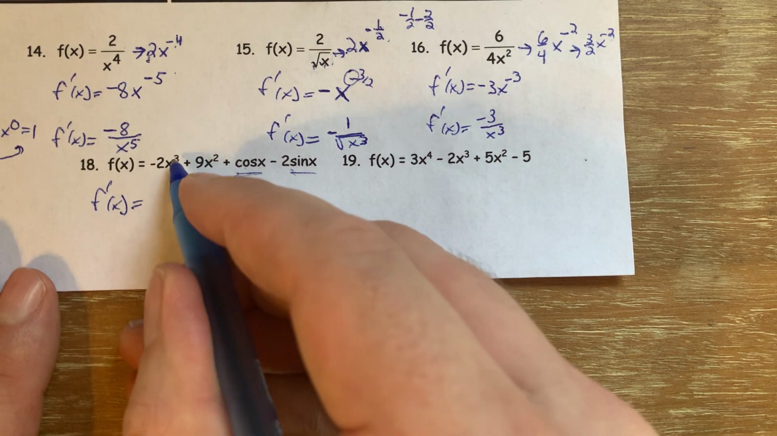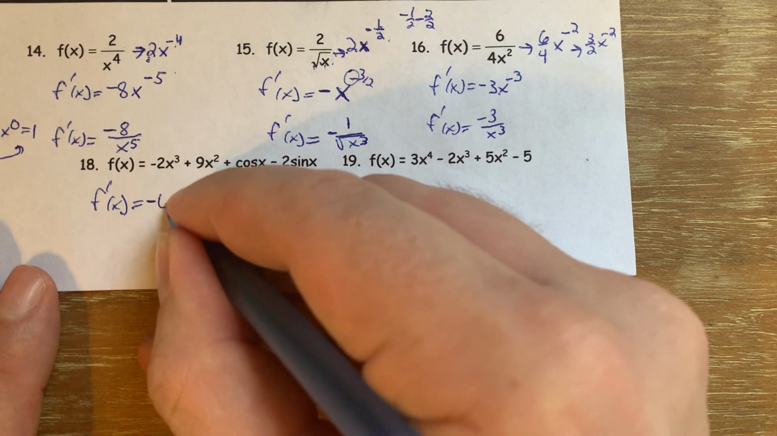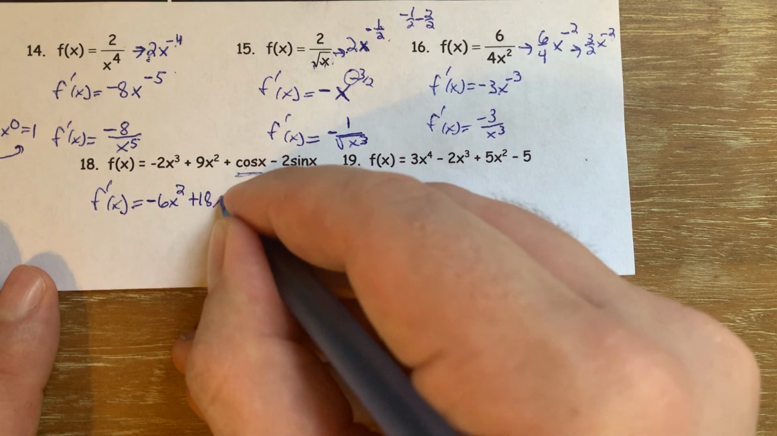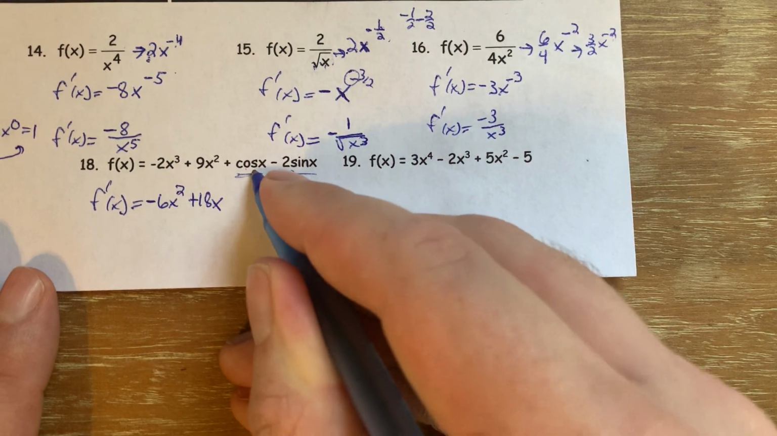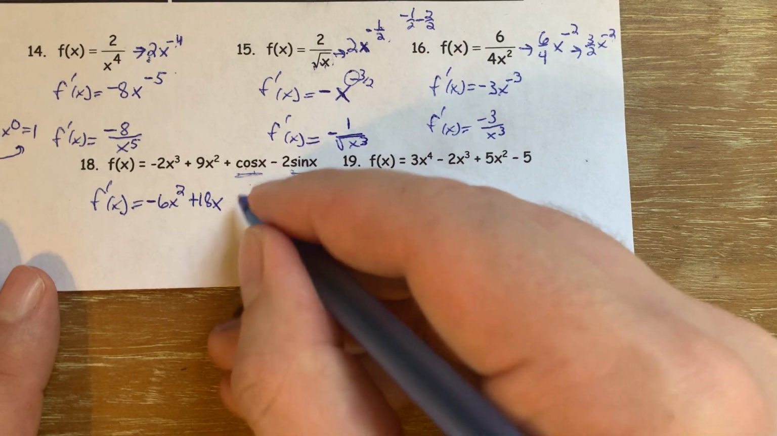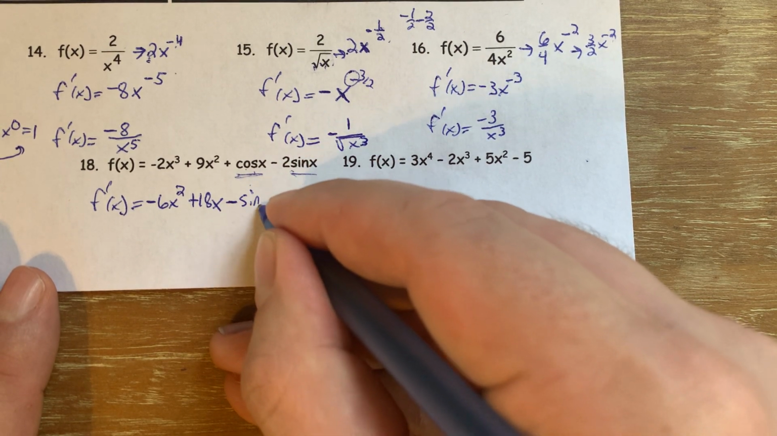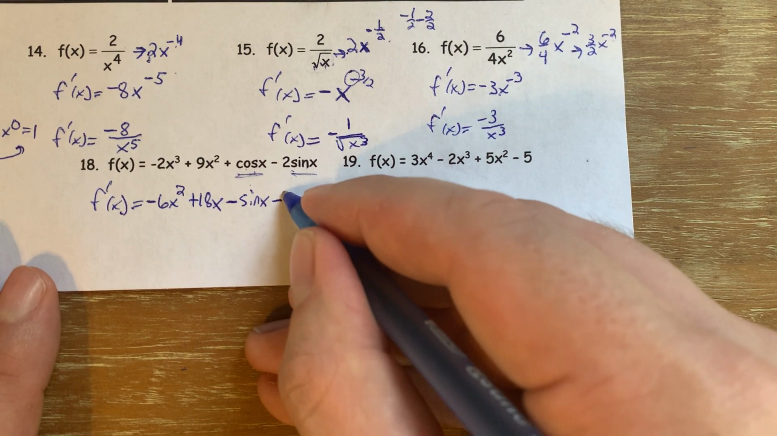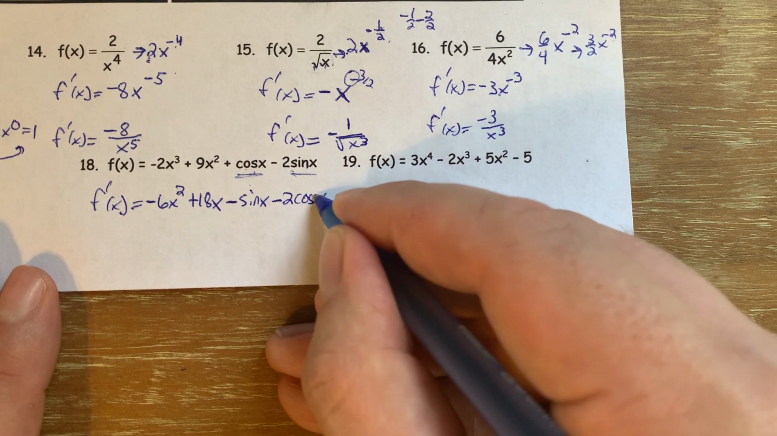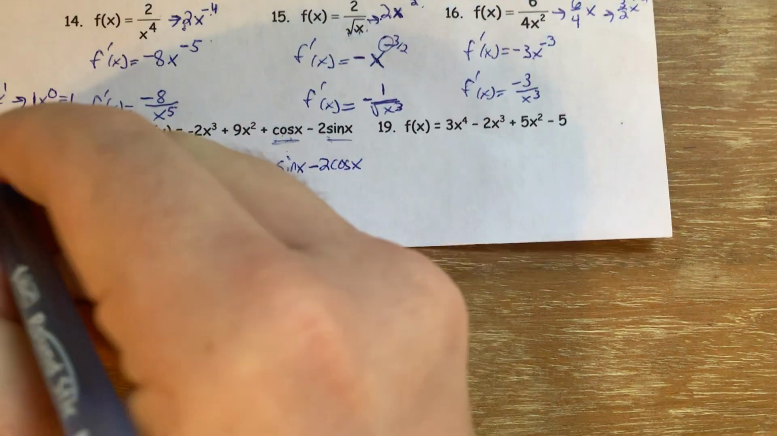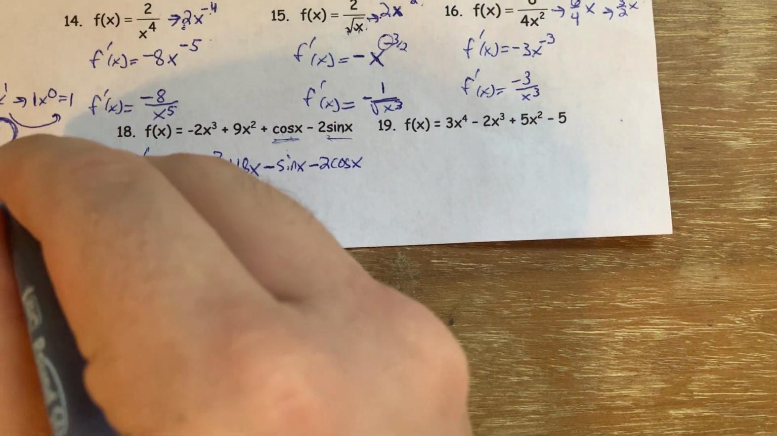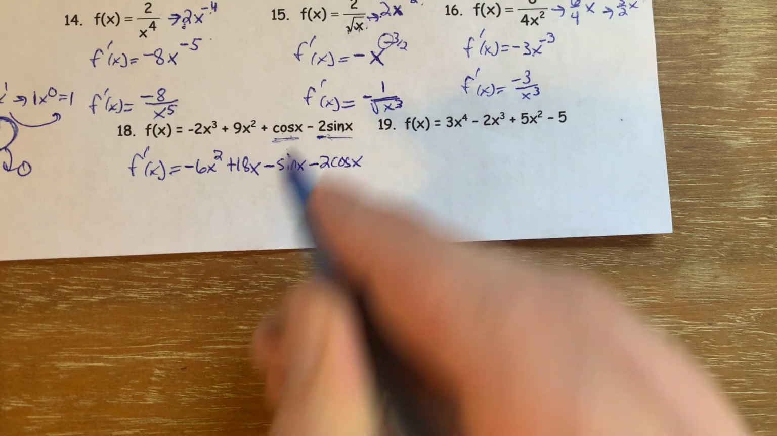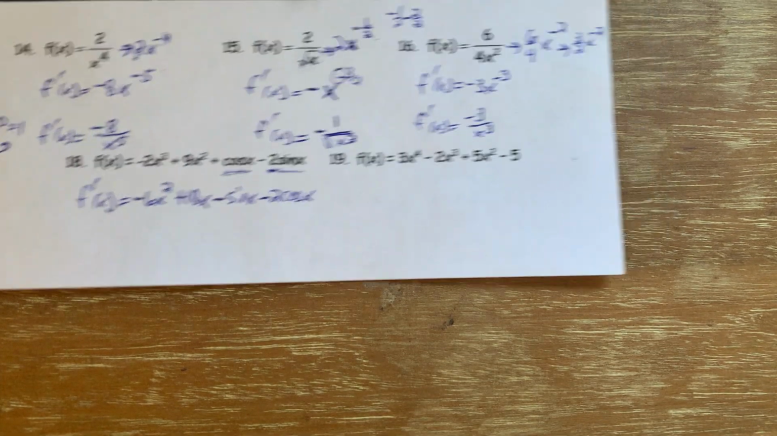So f prime of x equals, let's see how you guys did, negative 6x squared plus 18x. The derivative of cosine is negative sine of x. And the derivative of sine of x is cosine of x. So we leave the constant multiplier alone, and we bring it down. Notice that when there is adding a constant, that goes to 0. But if the constant is multiplying, we need to multiply by that constant.